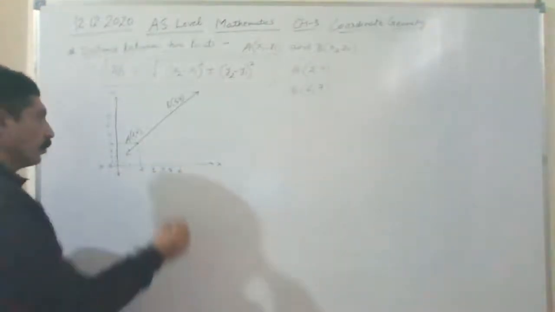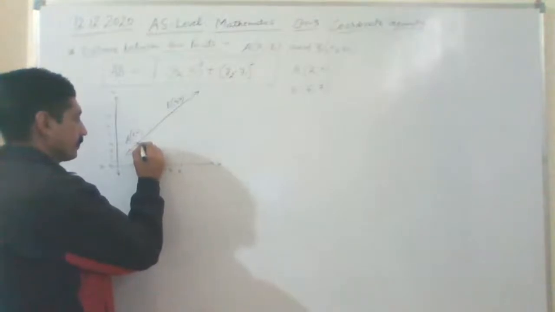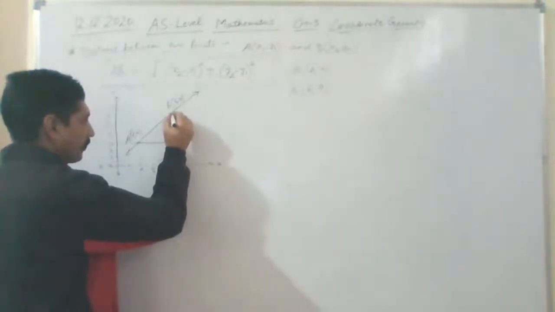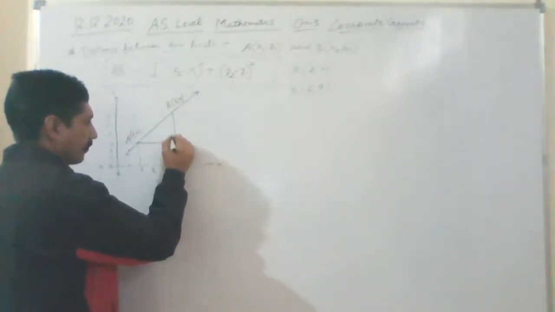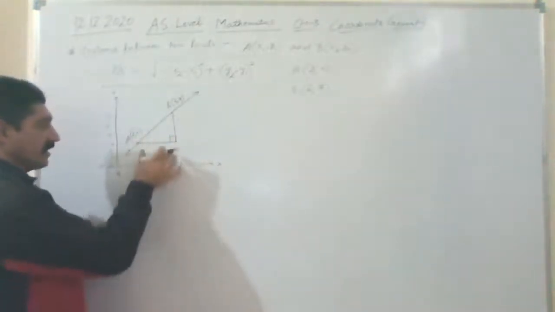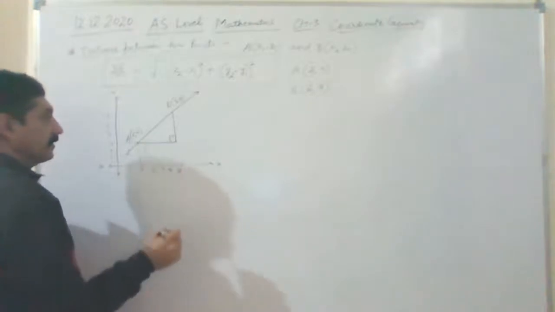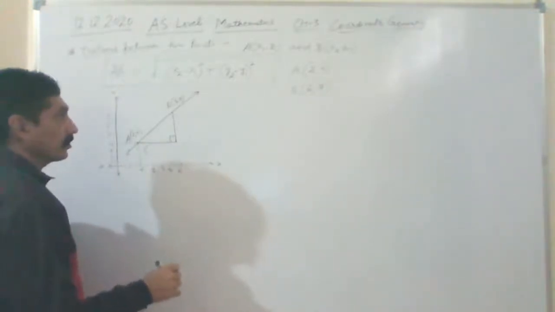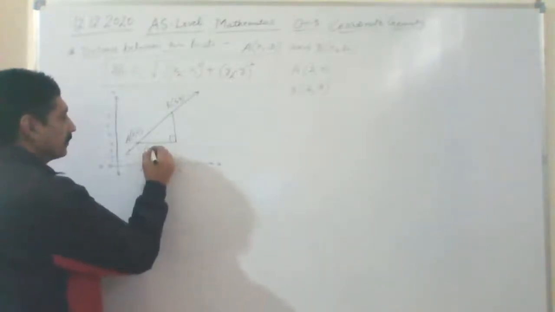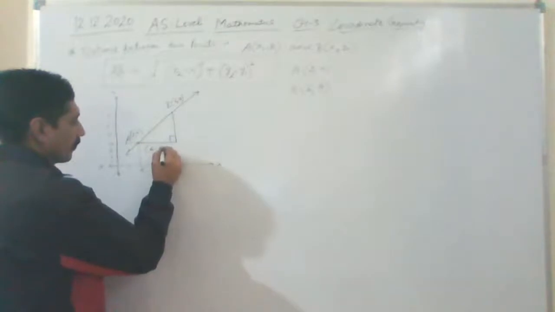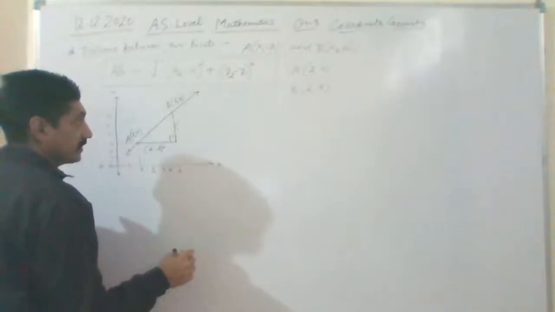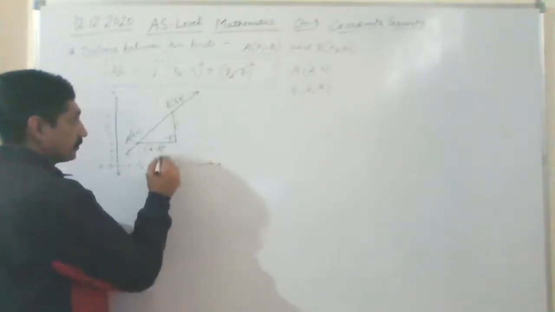So here, what is the distance? This distance is here, that x2, that is 6 minus 2 whole square, and here this is the y, that is 7 minus 4 whole square.